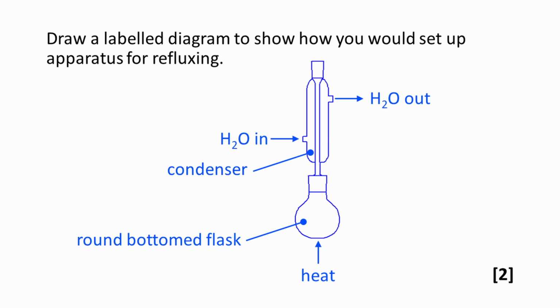Any gases that are formed would escape if this fitting is not tight. A bung or thermometer is not present at the top of the condenser. This would lead to a build-up of pressure and would be dangerous. It is essential that you label water in at the bottom of the condenser and out at the top.